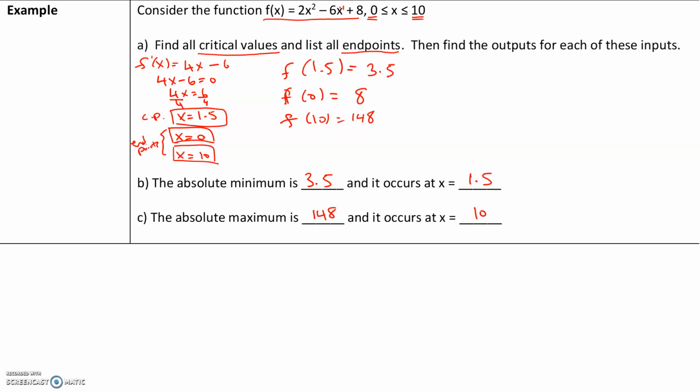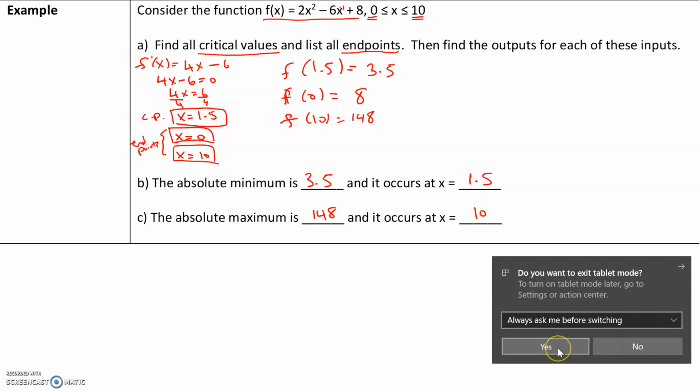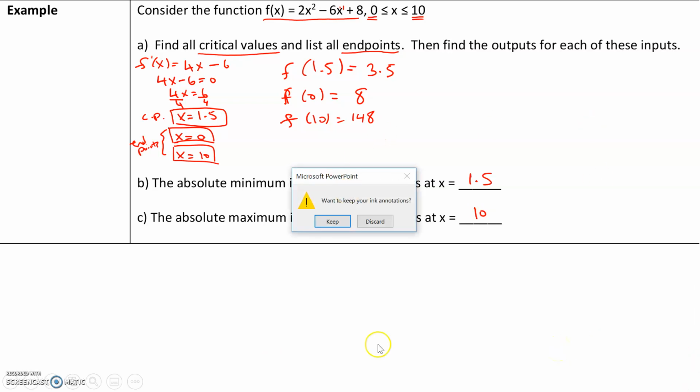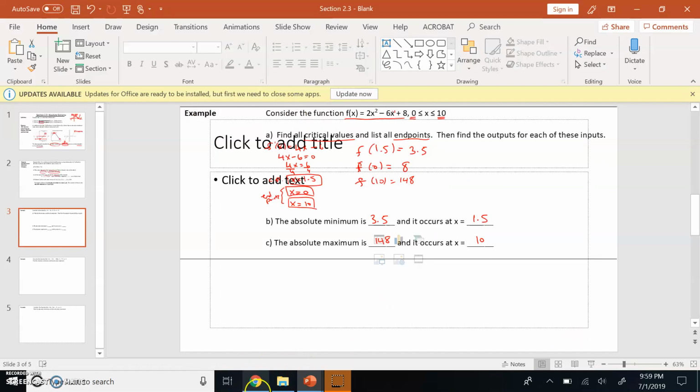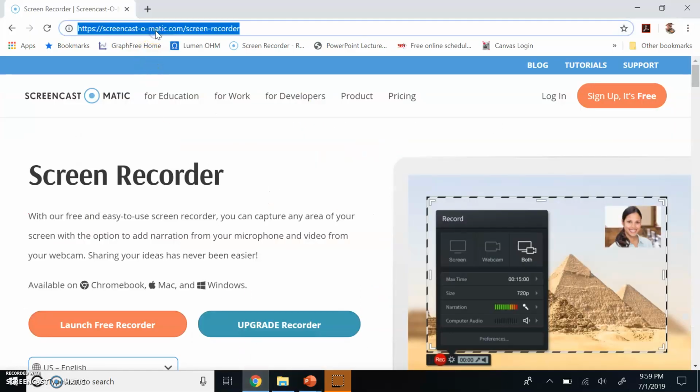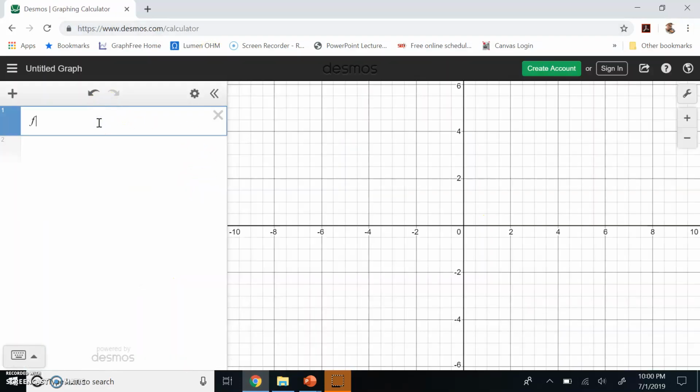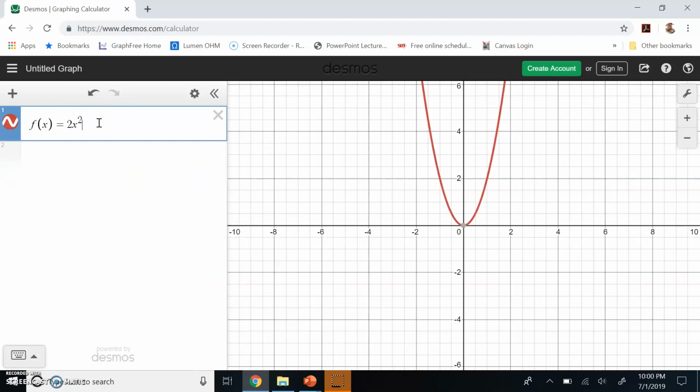Let's verify this by looking at the graph and making sure that what we are saying is actually correct. So let me pull up Desmos real quick. And let's graph our function. Our function was f of x equals 2x to the second power minus 6x plus 8, but then we have a restricted interval, which is from 0 less than or equal to x less than or equal to 10.